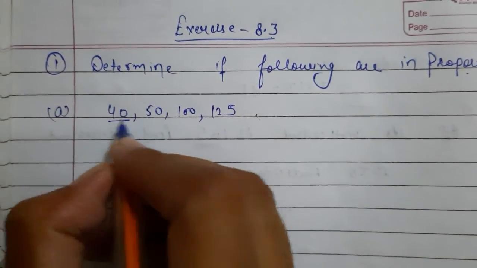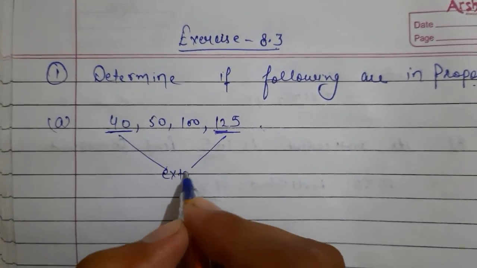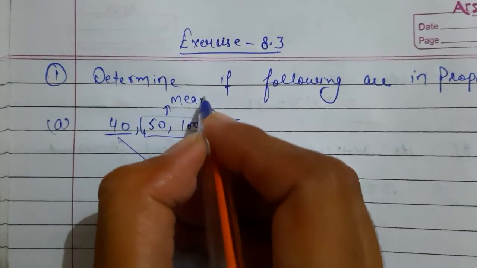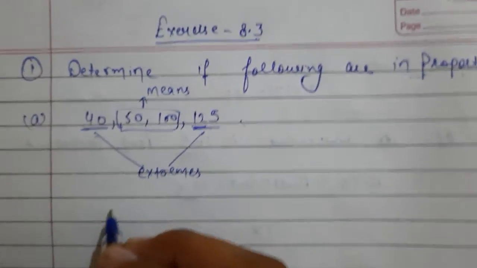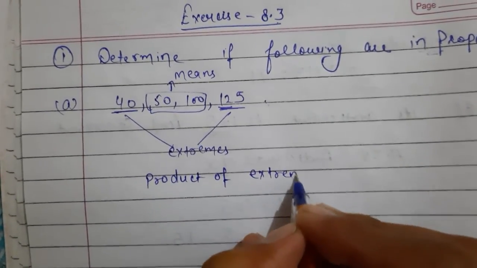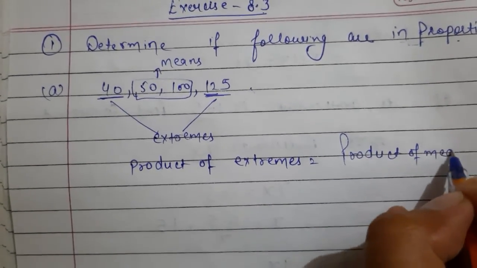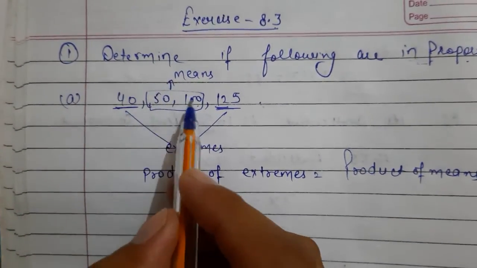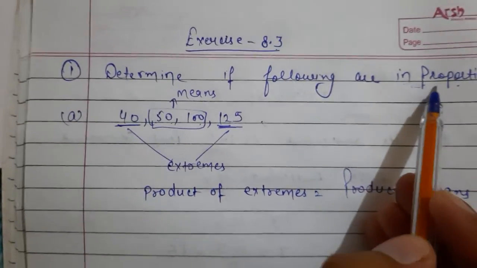First of all listen, which two numbers are at the ends, this side and this side? These both are called extremes, and which are in the center, those both are called means. So if we have to check whether they are in proportion or not, what we have to do is: product of extremes should be equal to product of means. Means which two numbers are at the corners, we will do the product of these both. Then we will do the product of means, those which are in the center. If both are equal, then we can say these are in proportion.